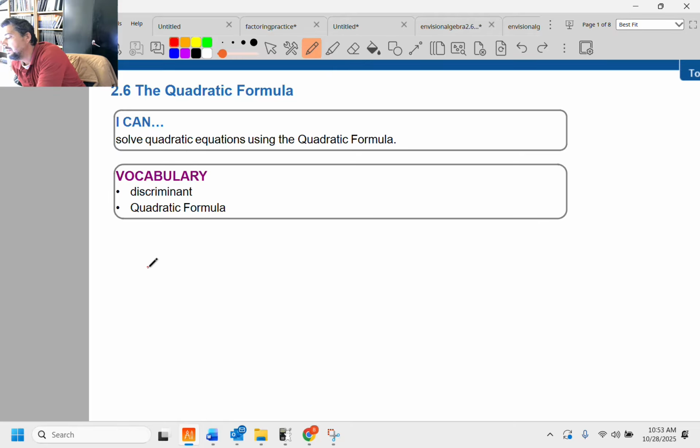Quadratic formula, and I'll sing it to you, goes x equals negative b plus or minus square root b squared minus 4ac all over 2a.